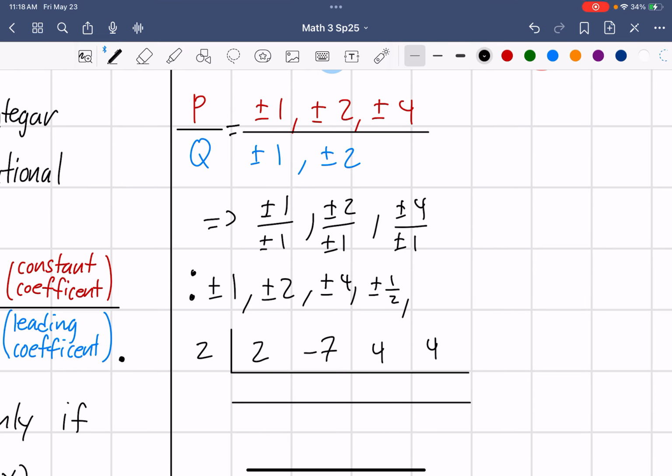Don't forget, the first one always comes straight down. You multiply back to your divisor. That's 4. You add vertically, it's -3. 2 times -3 is -6. You add vertically, it's -2. You multiply across. 2 times -2 is -4. And look, bingo. That's exactly what I'm looking for. So that tells me that this is one of my zeros of my polynomial.